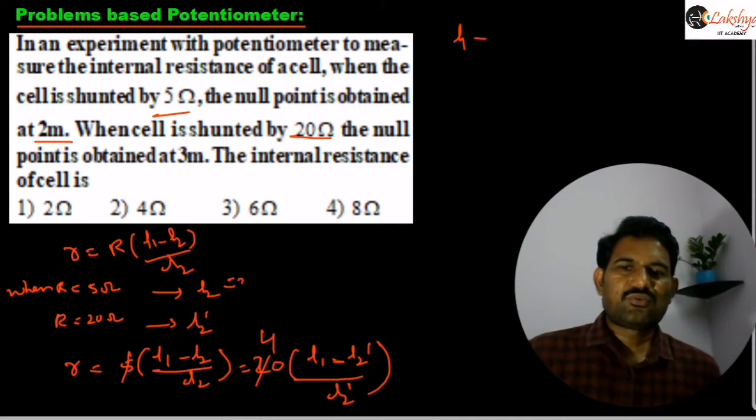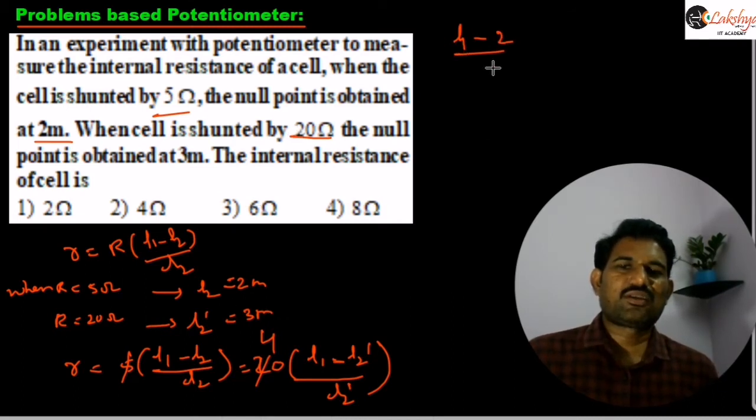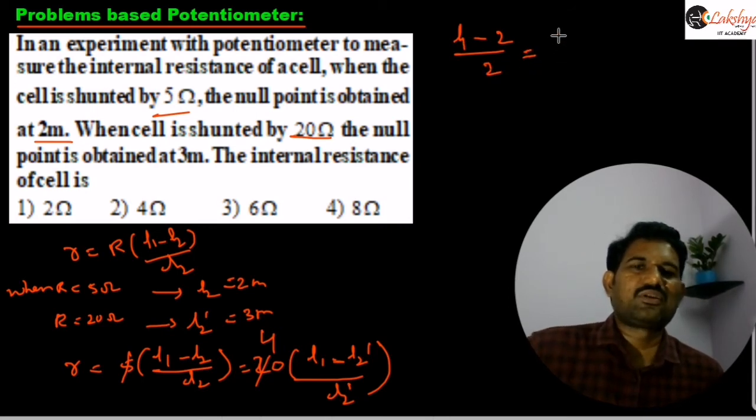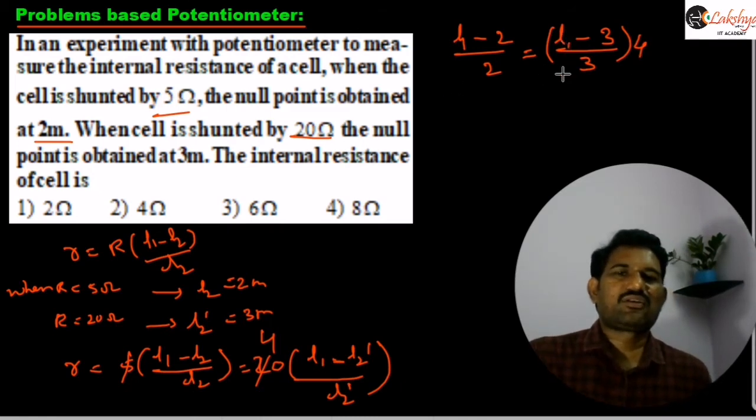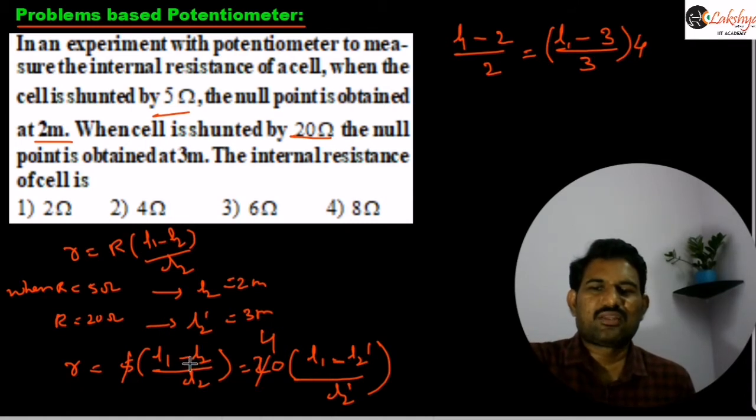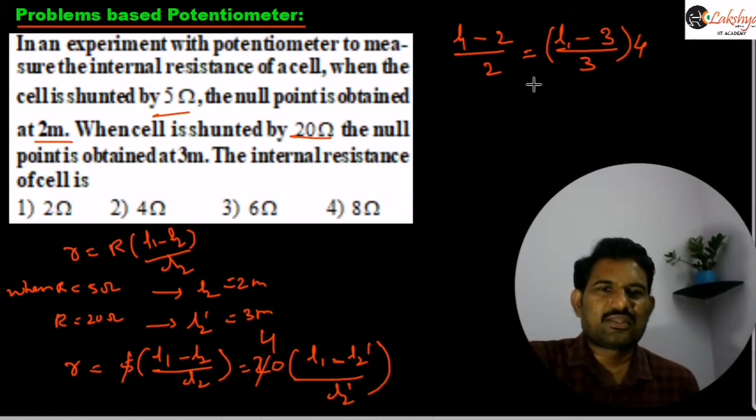So L2 value is 2 meters and L2 dash is 3 meters here, right? So then let us substitute those values here. So L1 minus 2 by 2, I am substituting in meters only, so L1 also we will get in meters only. And this is L1 minus 3 by 3 into 4. Then simplify that, and you will get this L1 value here. By substituting the L1 value either in this equation or in this equation, you can calculate this resistance here.